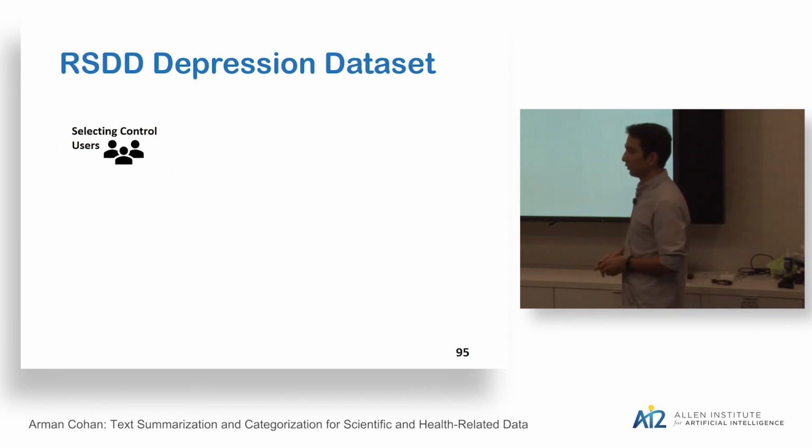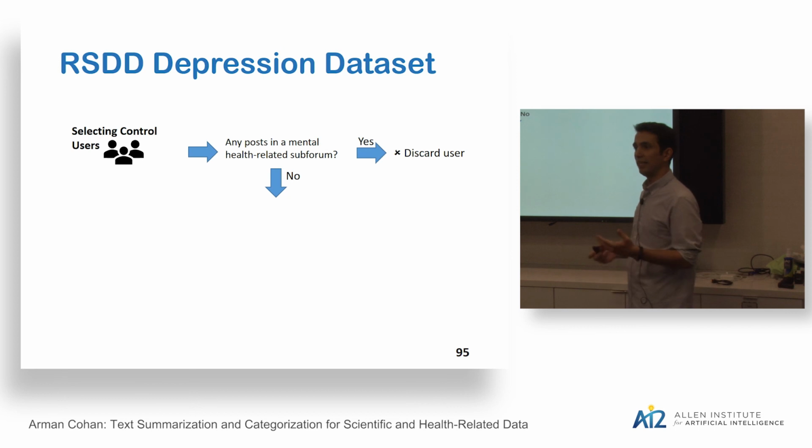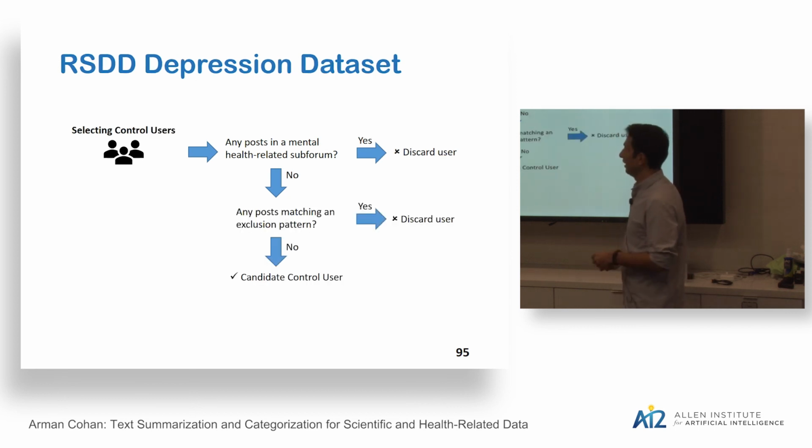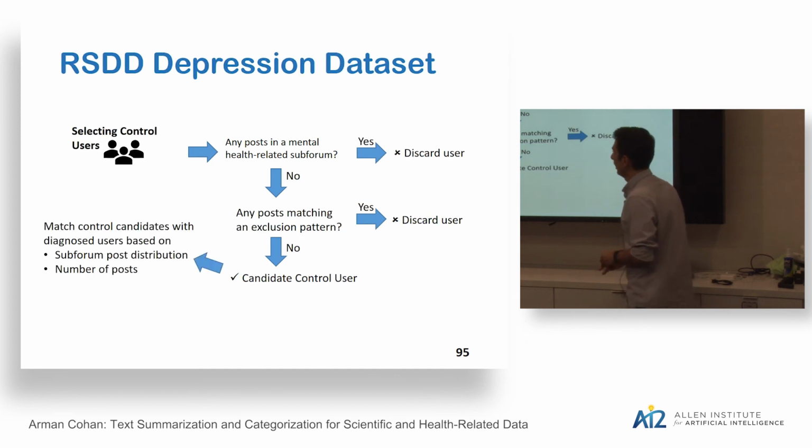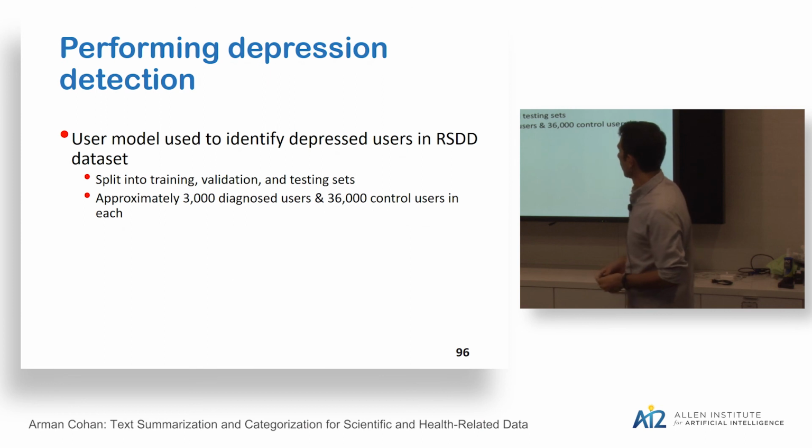For selecting the control users, we first check if they have any posts in mental health related subforums or not. And then we also check if they have any posts that have these exclusion patterns. If not, then they are a candidate control user. To make the problem more realistic, we match every depressed user to candidate control users based on their post distribution, because we don't want the classifier to easily distinguish these two based on the different topics that they're interested in.